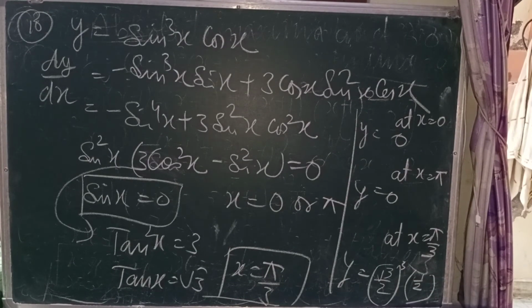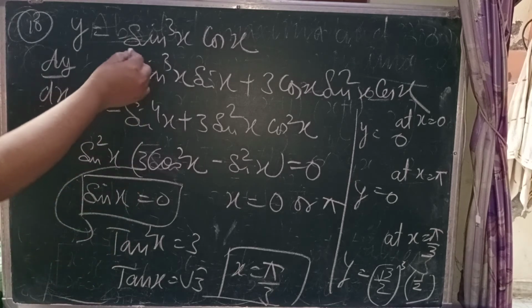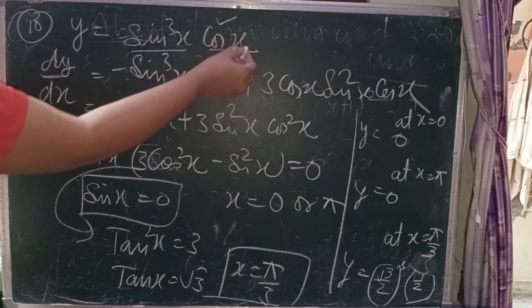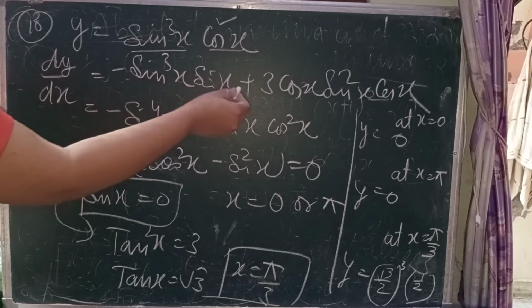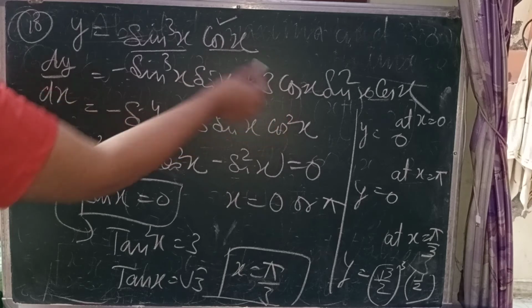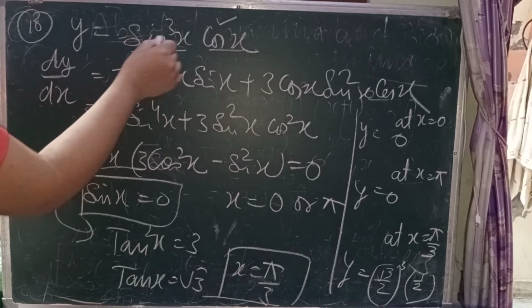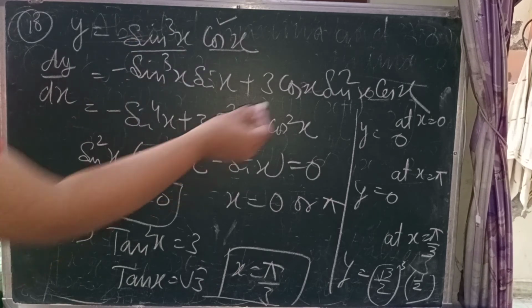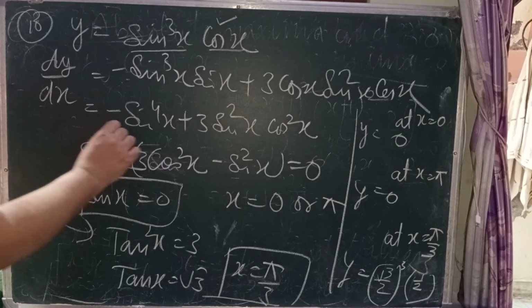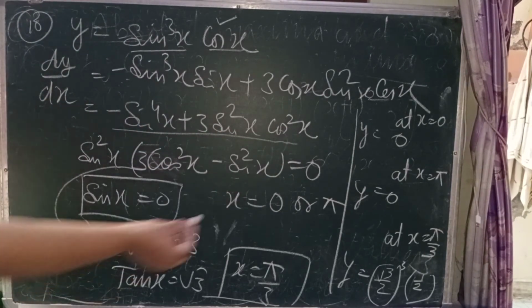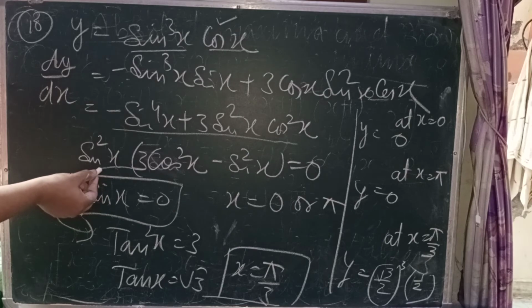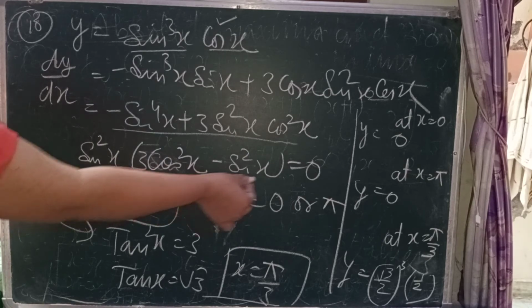Here question number 10 is done. Y was given as sine cube x into cos x. When we are differentiating it, we have to use the formula u into v. So u differentiation of v, the differentiation of cos x will be minus sine x, plus v differentiation of u, that will be 3 sine square x, again the differentiation of sine x, it will be cos x. In the next step we have to keep it equal to 0. So sine square x is taken common outside, it is 3 cos square x minus sine square x equal to 0.